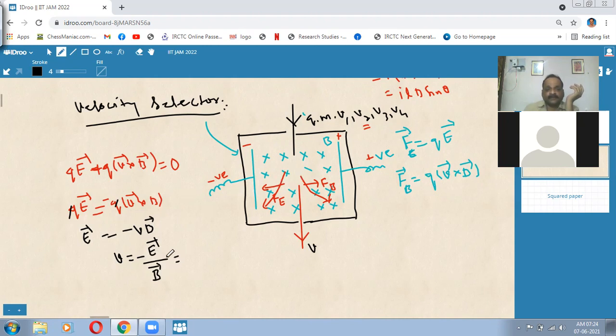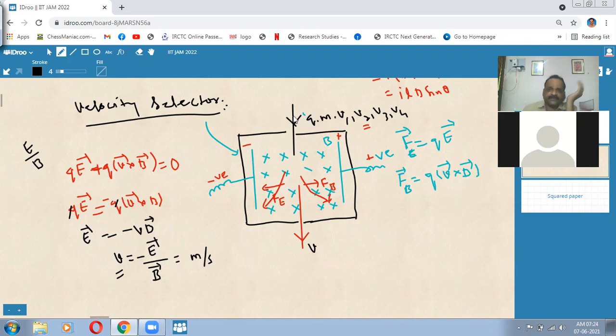Remember, E by B, electric field divided by magnetic field, will have the units of meters per second, wherever E by B comes. You can substitute here: electric field is volt per meter or joule per coulomb, and B is Weber per meter square. Simplify that, you will get meter per second. So E by B has the units of meter per second. It denotes velocity.